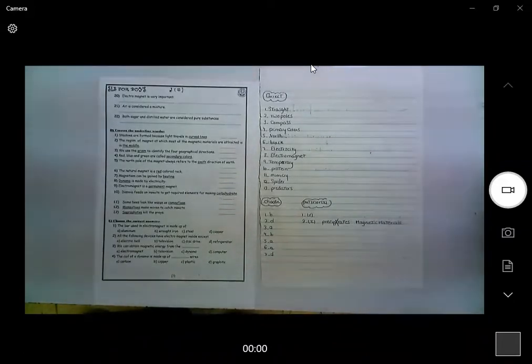7, magnetism can be gained by heating. No, magnetism can be gained by electricity. 8, dynamo is made by electricity. Wrong.